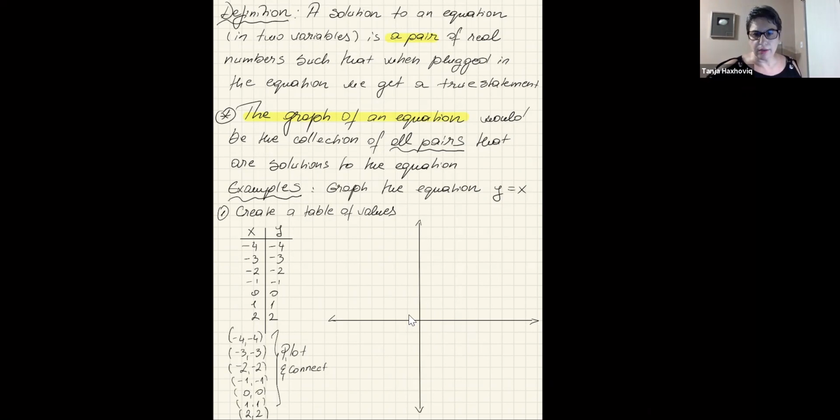I'll go -4 to the left, -1, -2, -3, -4. And I go vertically down also by -4. 1, 2, 3, 4. So -1, -2, -3, -4, -1, down vertically parallel to the y-axis, -1, -2, -3, -4. So that would be my point -4, -4. Okay, next I'll plot point -3, -3.